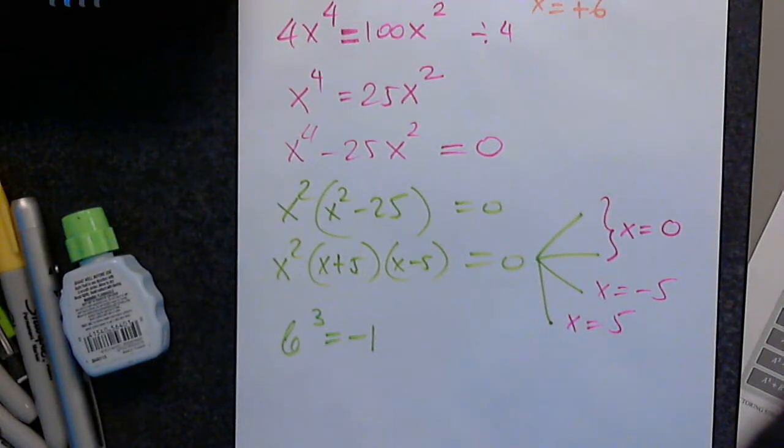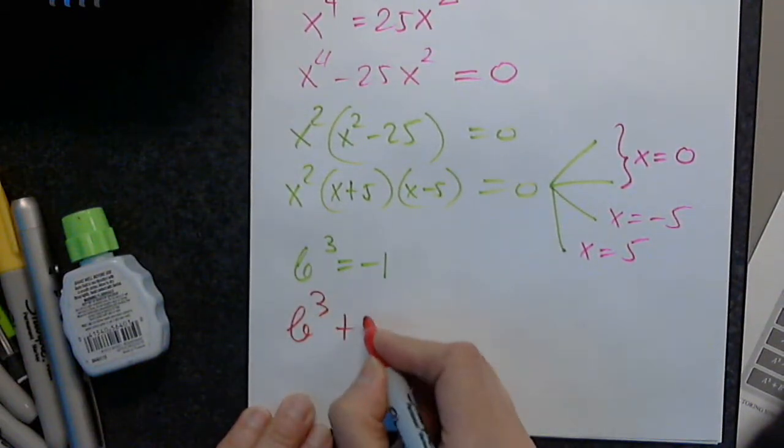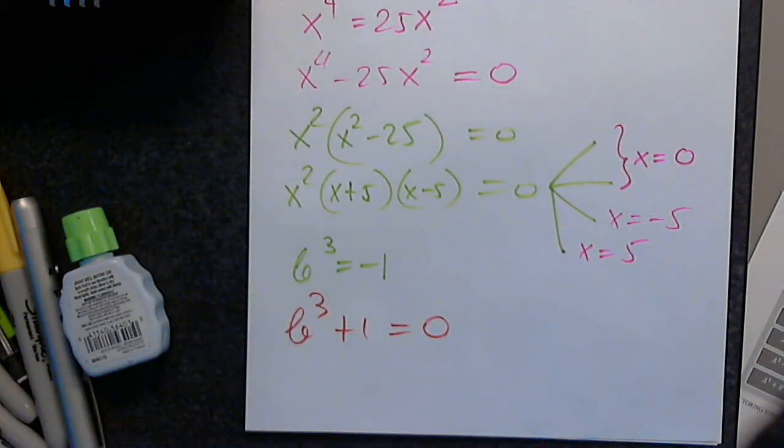What do I do now with this? Add 1 to both sides. Very good. Awesome. So b cubed plus 1 equals 0. If I omit the equal symbol and 0, the whole thing collapses. Binomial, descending order, yes. Greatest common factor, no. Negative leading coefficient, no.